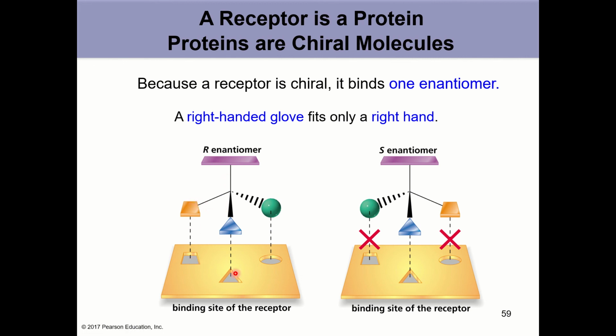This fits perfectly, while the S enantiomer will not fit because it's the mirror image. So now the circle doesn't fit in the square and the square doesn't fit in the circle. The S enantiomer cannot bind this enzyme. It is not the key. Only the R enantiomer is the key. I have an example that I can give you about enzymes and enantiomers and medication.